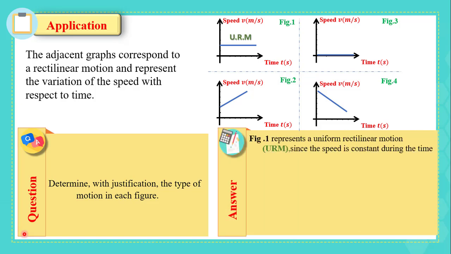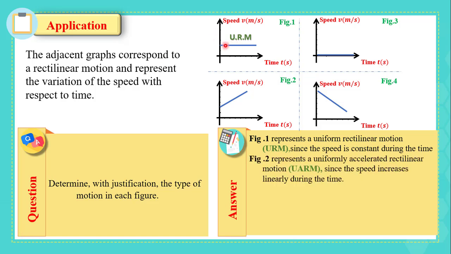In figure 1, the figure represents a uniform rectilinear motion since the speed is constant during time. Figure 2 shows that the speed increases linearly with time. Then, figure 2 represents a uniformly accelerated rectilinear motion.